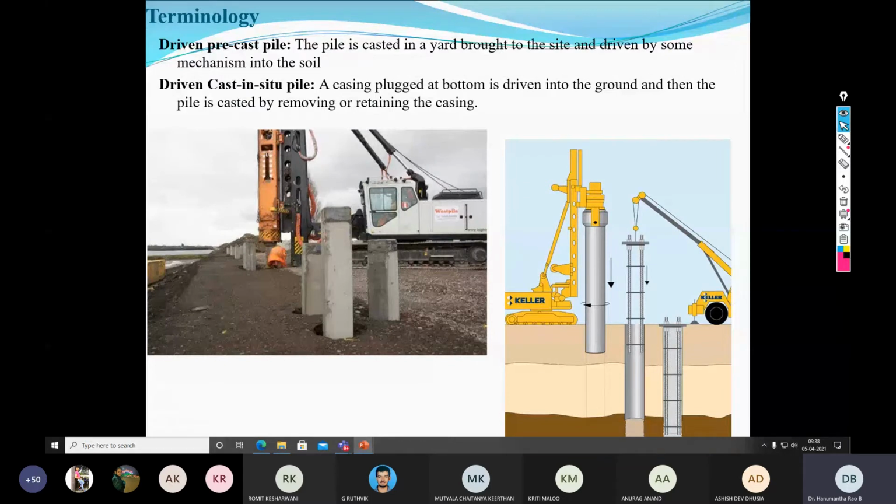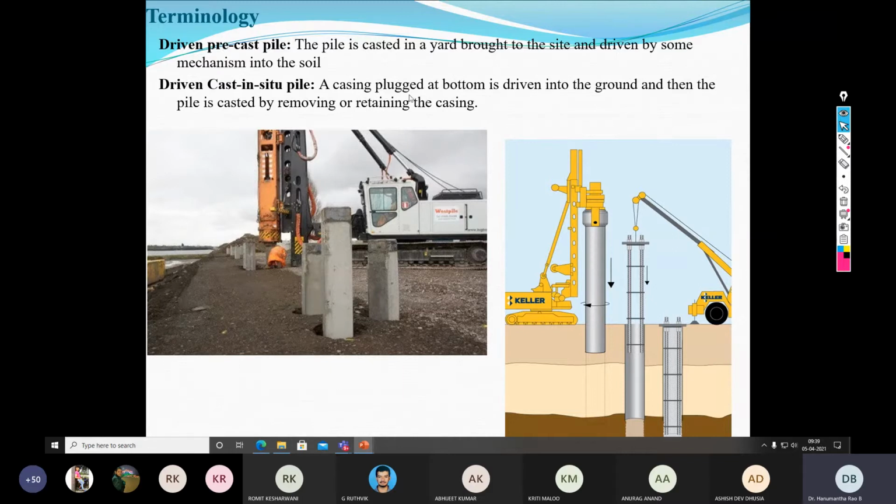There are four fundamental terminologies that every civil engineer must understand about pile foundations. The very first is the driven precast pile. Here you can see on your left side picture. Here the pile is cast on the ground, brought to the site and driven into the soil mass. From the word itself, try to understand, just to avoid confusion. Driven precast pile: we have constructed the pile on the ground, that is called precast, and this cast pile is driven into the ground. That is called a driven precast pile.